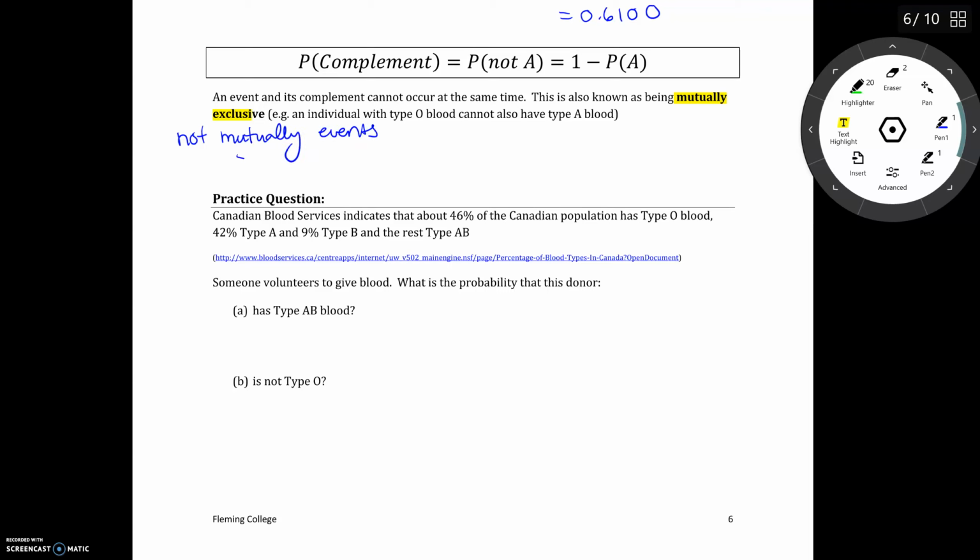Okay, it might be good to think about a few events that are not mutually exclusive, right? And so that could be that it's rainy and cloudy. It could be rainy and cloudy out. It could also be rainy and sunny, right? So the complement of a rainy day is not a sunny day, and those events are not mutually exclusive.